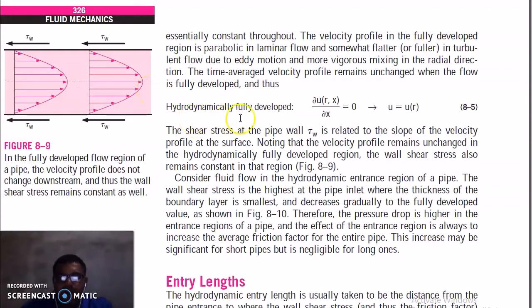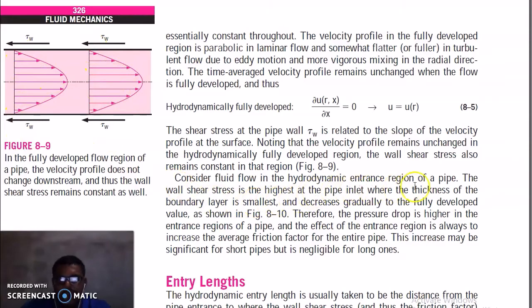Now for hydrodynamic fully developed flow, the condition is ∂u(r,x)/∂x = 0, meaning this velocity profile will remain the same along the tube length, and u is a function of r only. We also know the shear stress on the wall is related to the slope of the velocity profile at the surface. Noting that the velocity profile remains unchanged in the hydrodynamic fully developed region, the wall shear stress also remains constant in this region, meaning the shear stress at this portion is the same as at this portion.